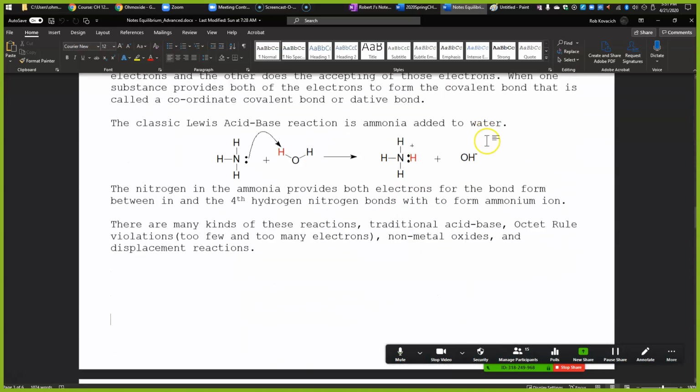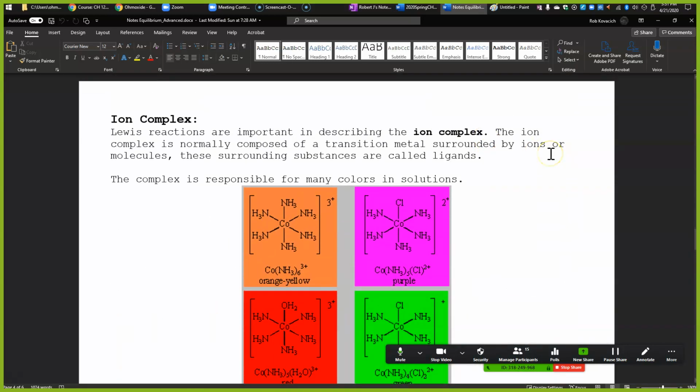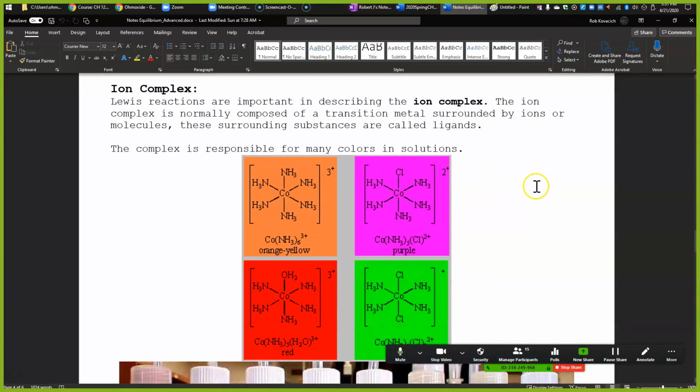Okay. So let's talk about ion complexes. So these are some pretty important ion complexes. And so if you want a yellowy orange or a purple or a red color or a green color, you'll do something with metals, and it forms these interesting things called ion complexes. So if I've got a cobalt in an ammonia solution, you'll end up making this really cool orange color, which can be used for a dye.